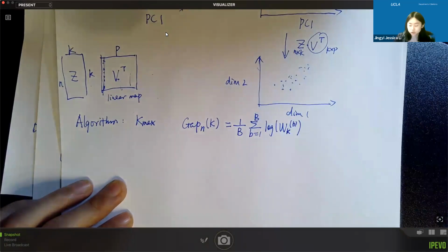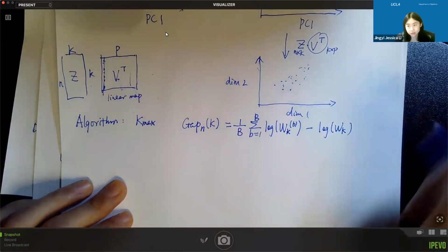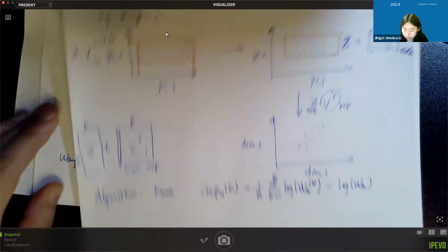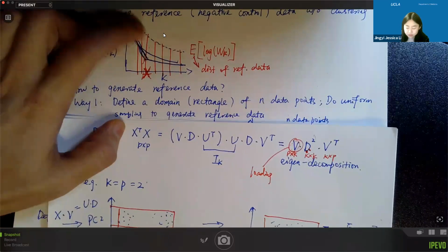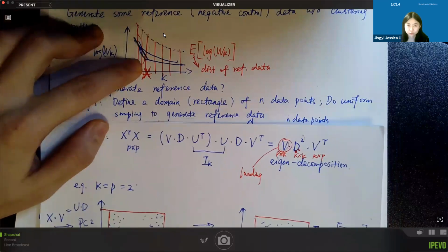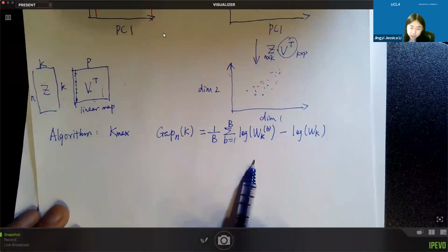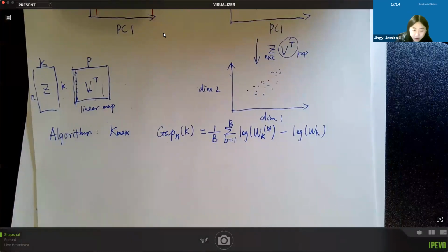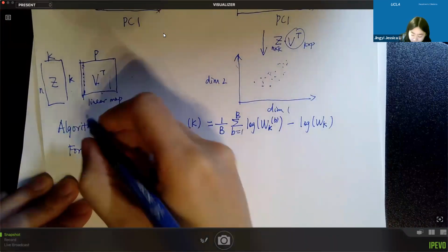Okay, this is the average of reference data performance minus log WK on our real data. In other words, it's reflecting this gap we have seen here: the reference expectation minus the actual performance. And we want to find the smallest K to maximize the gap. That's our hope.